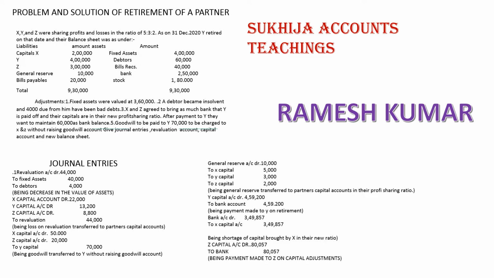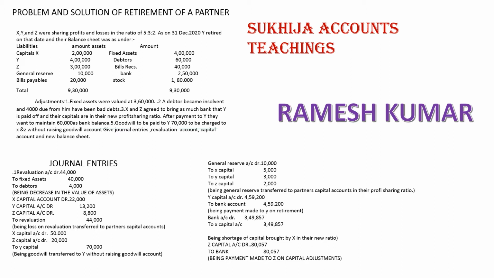Now adjustments. Number 1. Fixed assets were valued at 3 lakh 60,000. It means fixed assets have decreased by 40,000. Number 2. A debtor became insolvent and rupees 4,000 due from him have been treated as bad debts. That is, a person owed us 4,000 but he became insolvent and therefore that amount has been treated as bad debts.